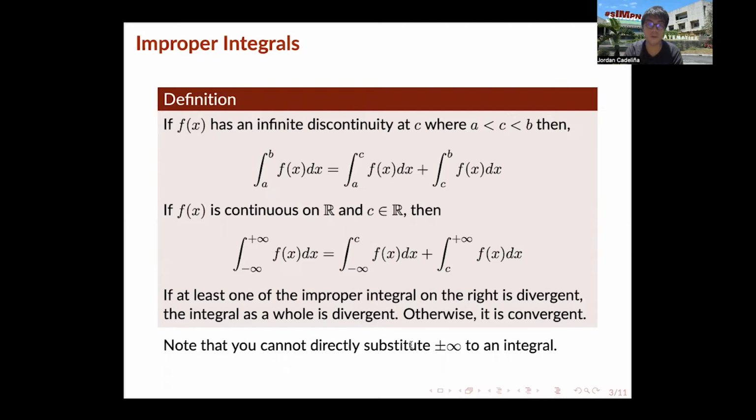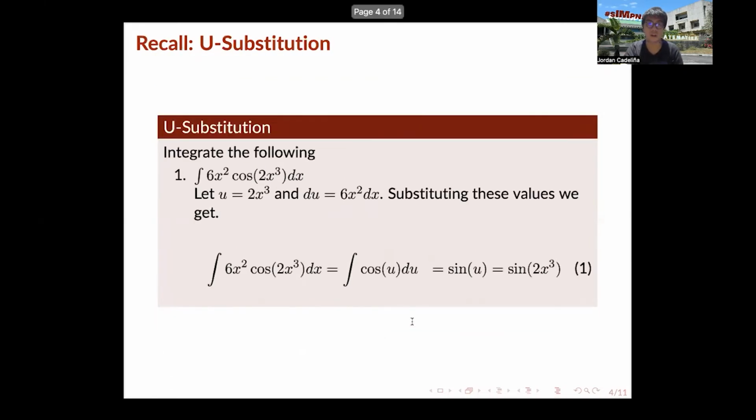Okay? So before we go to the problems, let us recall the u-substitution, which will be useful in most of our problems for today. So u-substitution, or also known as integration by substitution, is one of the most common methods or techniques sa integration. So we have an example here. Integral nitong 6x squared cosine 2x cubed dx. So we get u equals 2x cubed and du equals 6x squared dx.